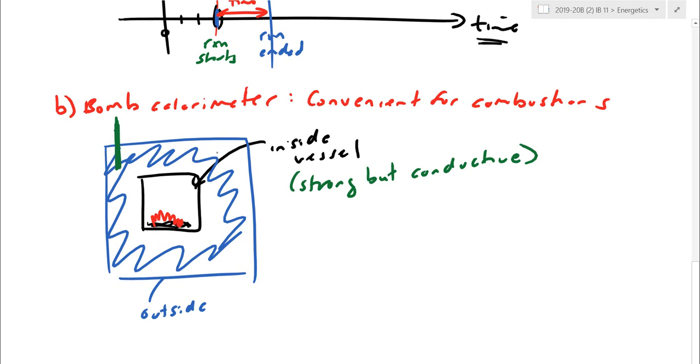I might need a fan of some sort to be swirling and stirring the water so it evenly distributes here. But the reason why I want it to be conductive for the inside is I want all the heat to very, very quickly go out into the water. I don't want any of the heat to actually stay in here because I want my thermometer to be able to measure some maximum temperature that my water eventually gets to.